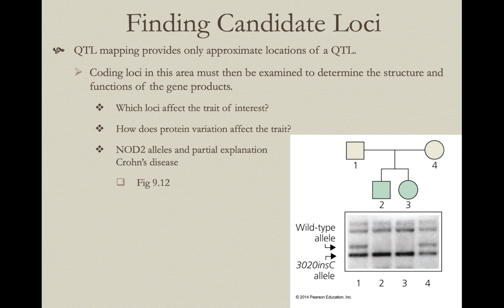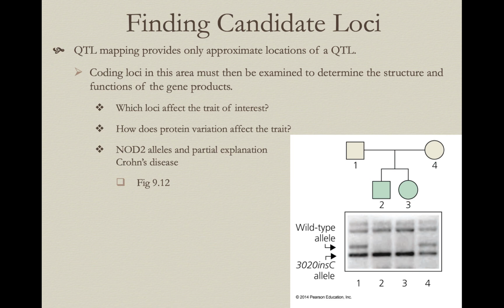So what QTL mapping does is it provides us an approximate location of where QTL might exist. So we know it's somewhere linked to the marker locus. But then what you have to do is go in and look at the coding loci in that area and look at the protein products that they produce and determine the function of those protein products. This can allow you to establish which specific loci really do affect the trait of interest, and how protein variation at that locus affects the trait.